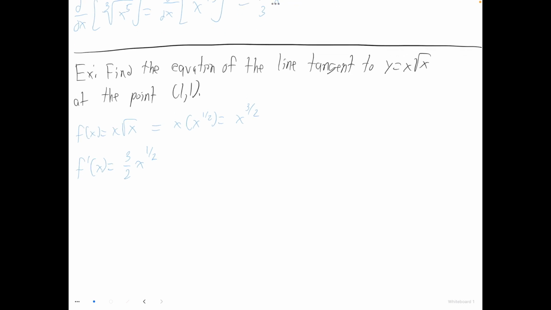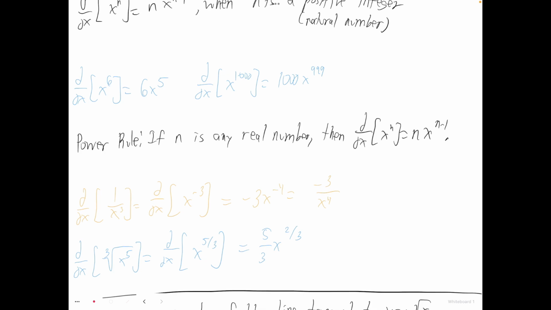And now we just need to know what the derivative is at 1. So we have f prime of 1. I'm just going to plug 1 into our function, and we get out 3/2. So the slope of our tangent line will be 3/2. And we were able to figure this out without having to compute any limits, just by using this power rule that we derived before.